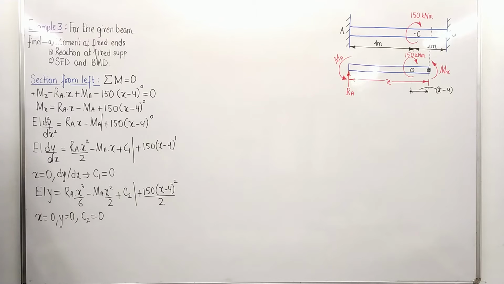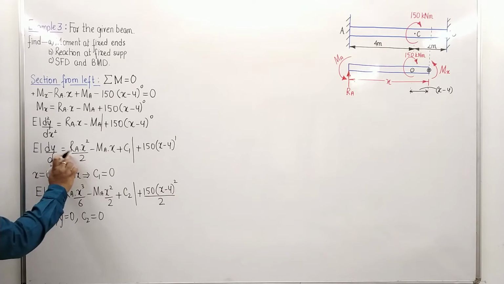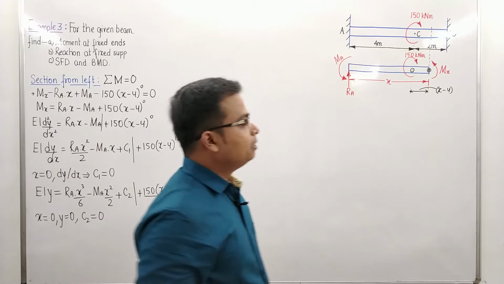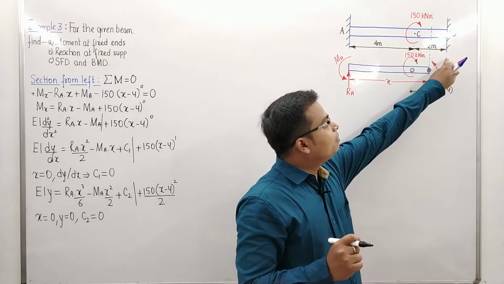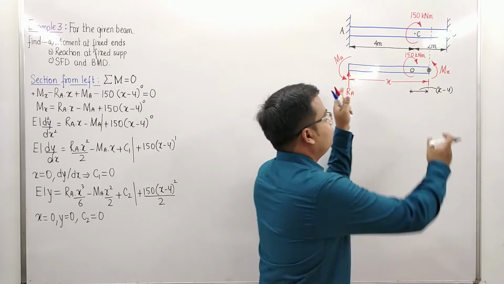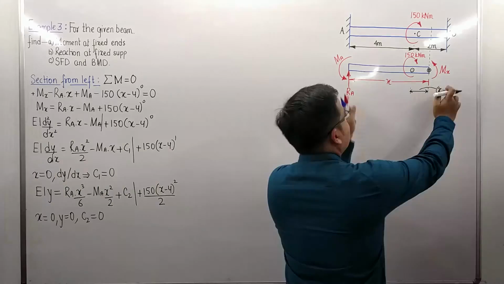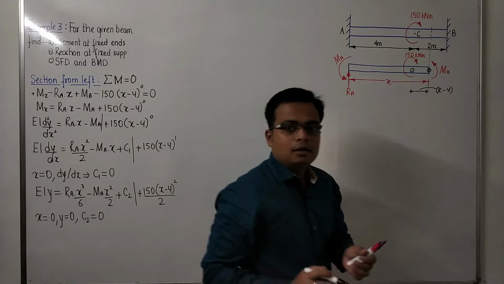What we want is initially to get the value of Ra and Ma. How to proceed? There is another boundary condition that you can apply, and that is when you put the value of x is equal to 4 plus 2, because you have the slider over here. If you put x is equal to 0, we are right here. If you put x is equal to 6, we are at point P.